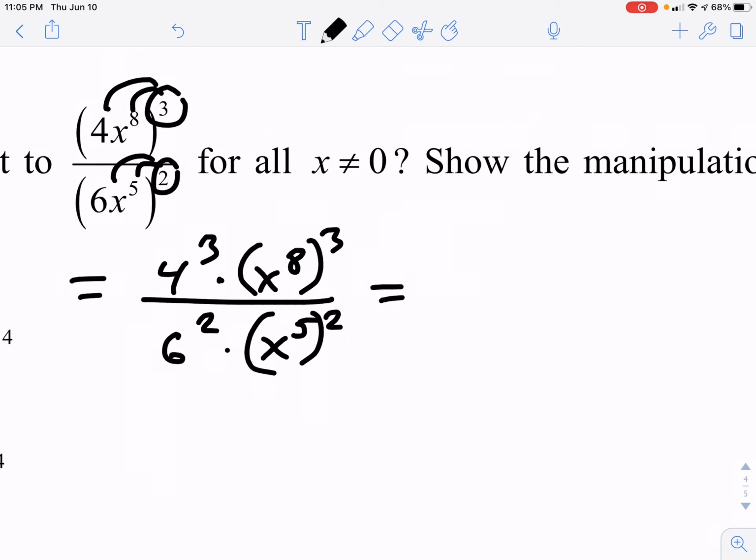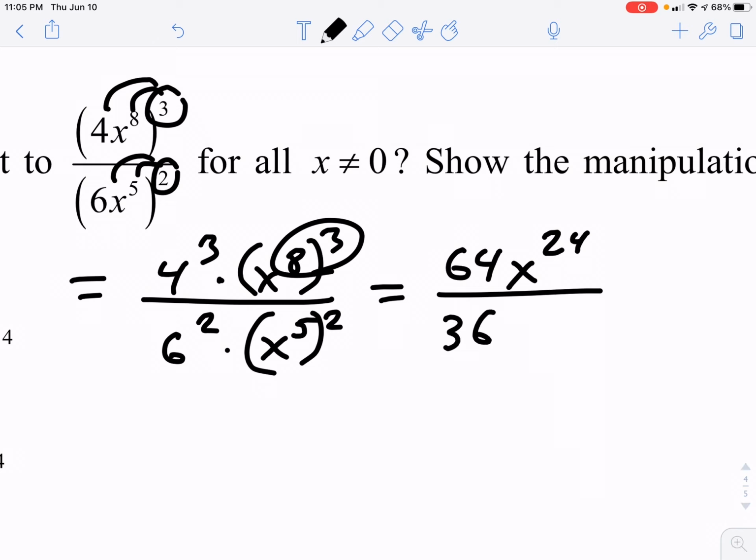Well, 4 cubed is 4 times 4 times 4, or 64. A power to a power, we multiply, so that's x to the 24, over 6 squared, which is 36, x, the power to a power, we multiply, so 5 times 2 is 10.